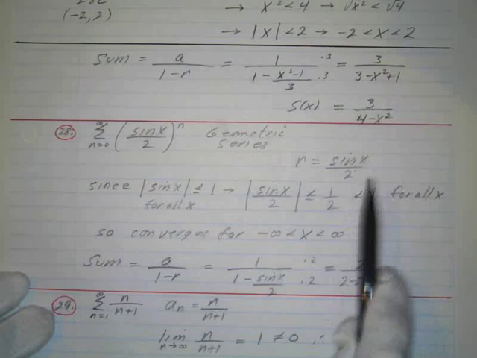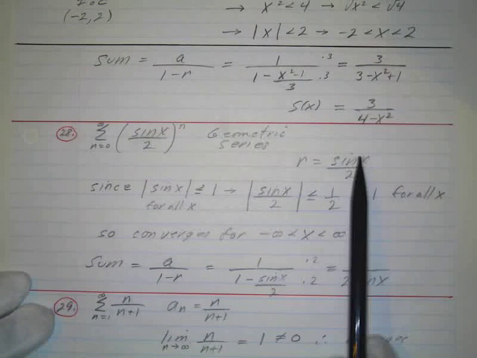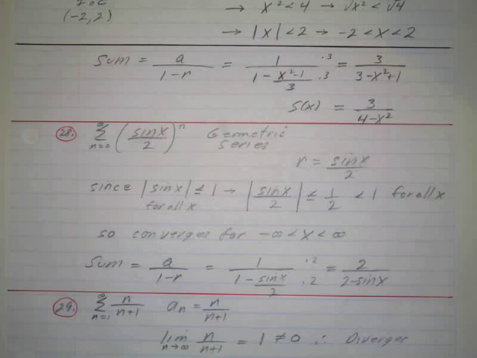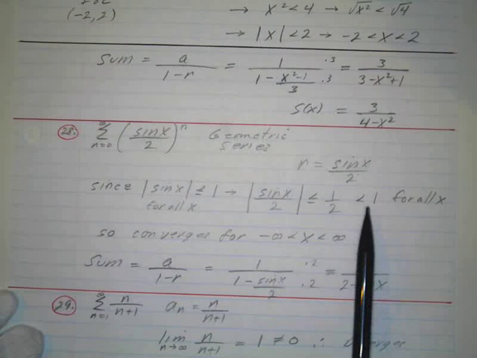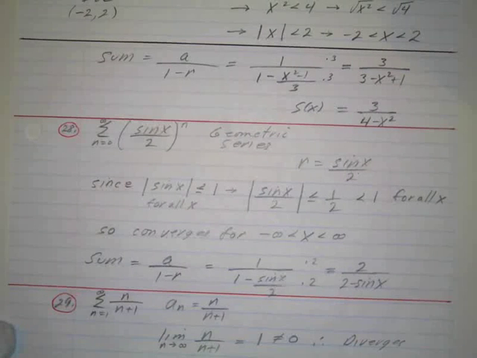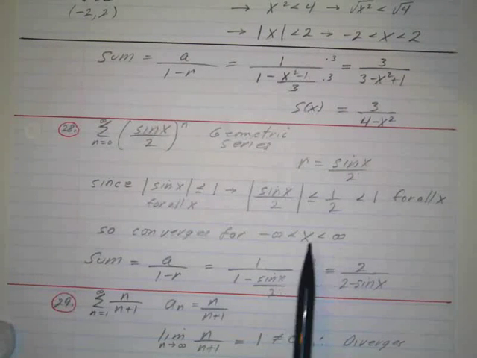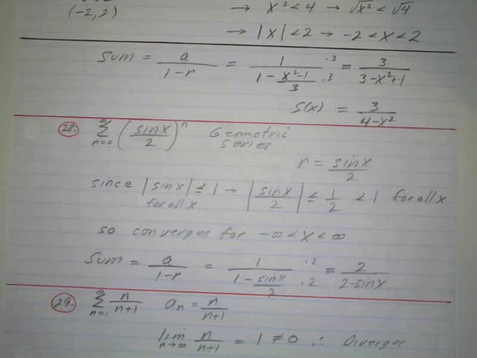for all x, because the sine of x is always, if this is my r, the largest this can be is 1, so this is always going to be less than 1 over 2, or the absolute value of it for sure, less than or equal to 1 over 2. So that's less than 1, so that means it's going to converge for all x, so from negative infinity to infinity. So that's the radius of convergence.